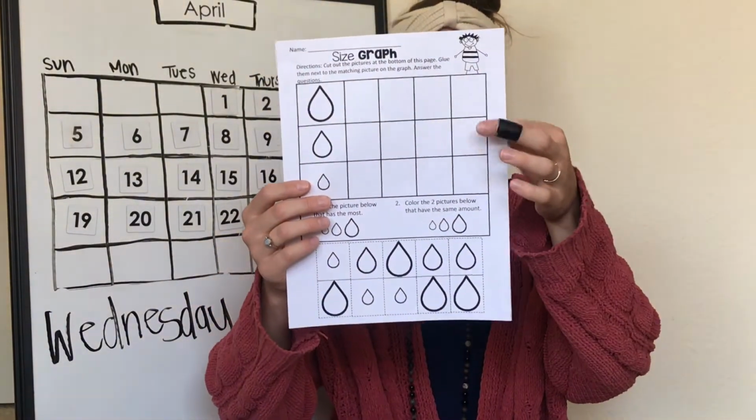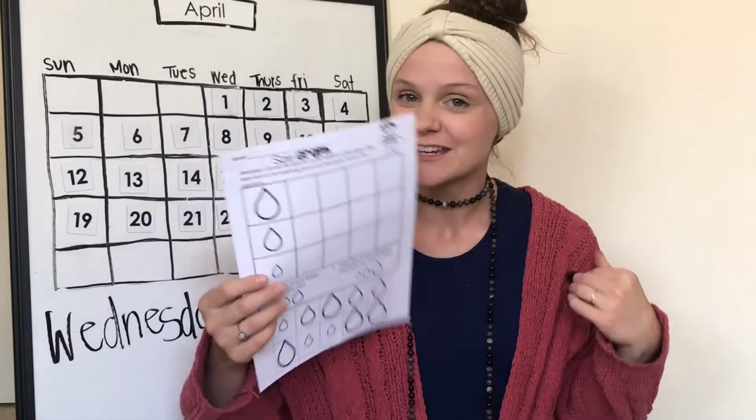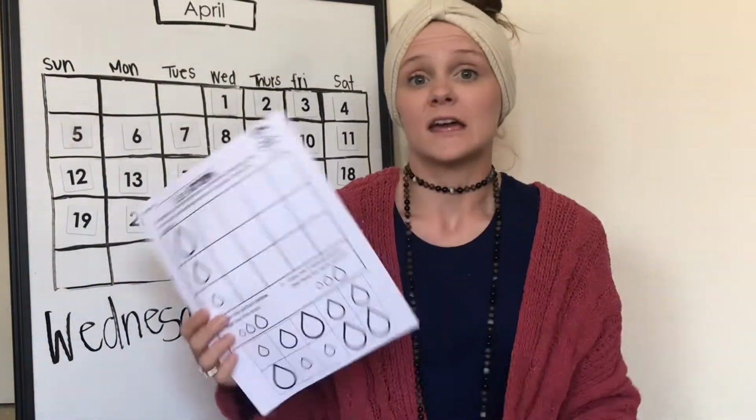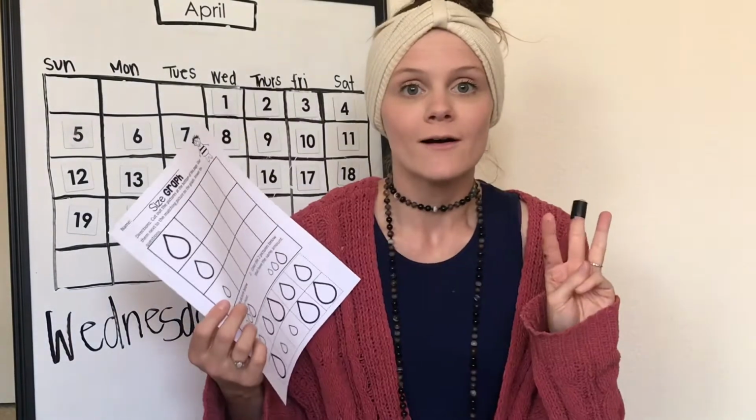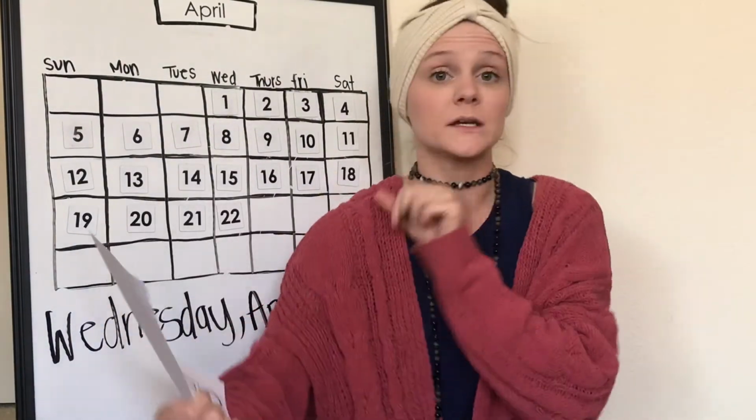Big, medium, or small. So go grab your worksheet that says size graph and your scissors and your glue and your pencil. And you're going to need a crayon, marker, or something to color with. And then come back and we'll do it together.